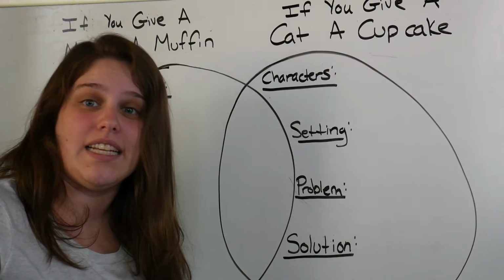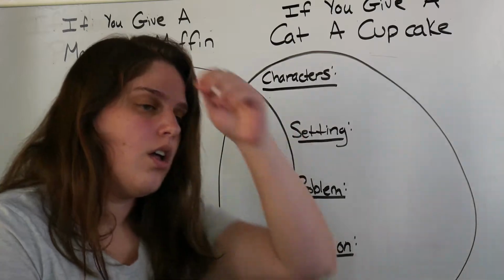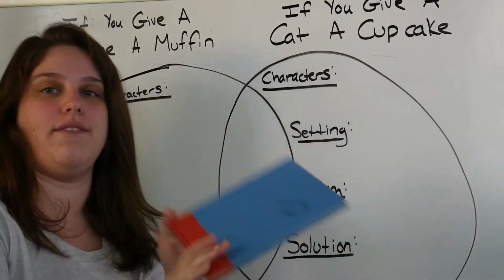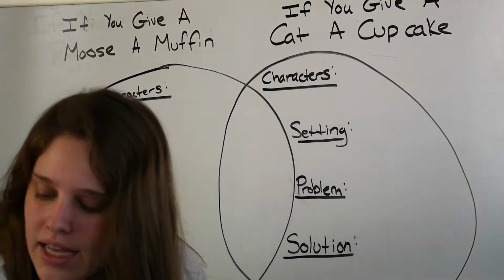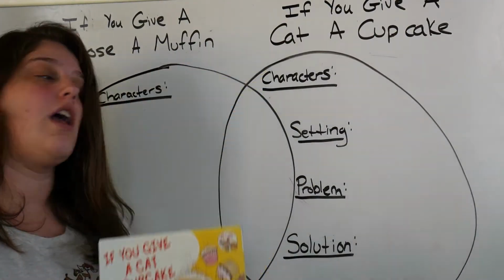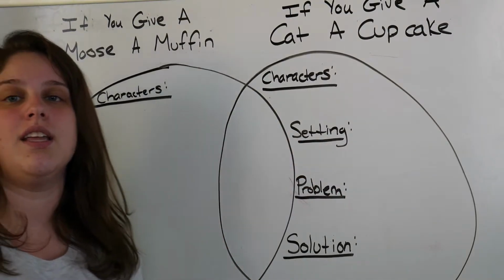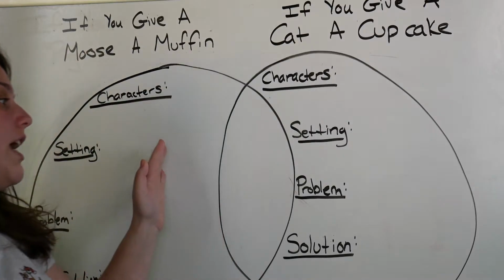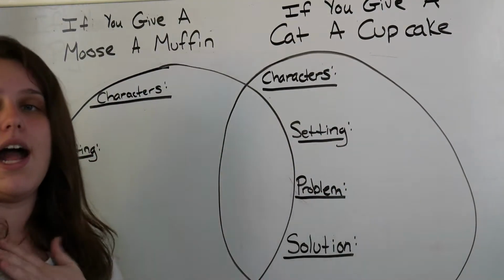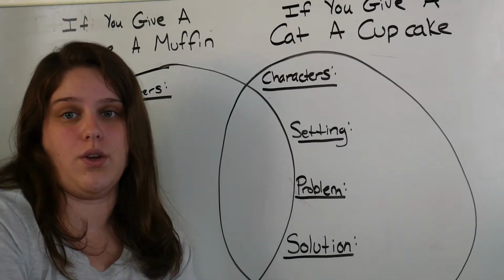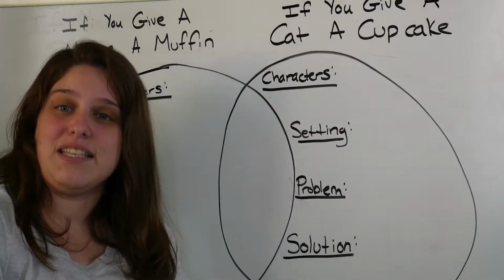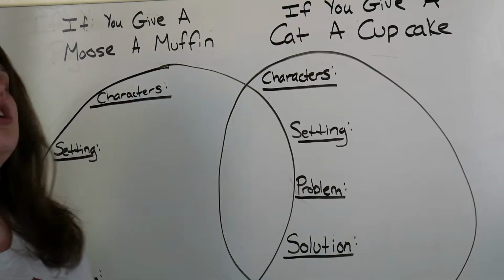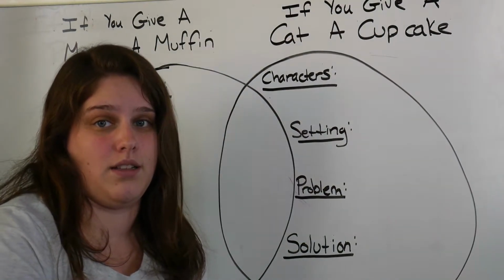Hello everyone, so for today's lesson we're going to go over your questions from last week, okay? We're going to go over our book, If You Give a Moose a Muffin, and If You Give a Cat a Cupcake, and we're going to compare them again. Now, some of you have had the challenge of creating your own Venn diagram. So while I'm going through it, you're going to check your work, okay? And the rest of you just answered the questions about the characters, setting, problem, and solution. So you're going to check your work as well, okay?